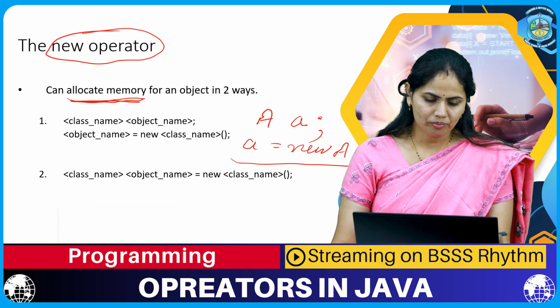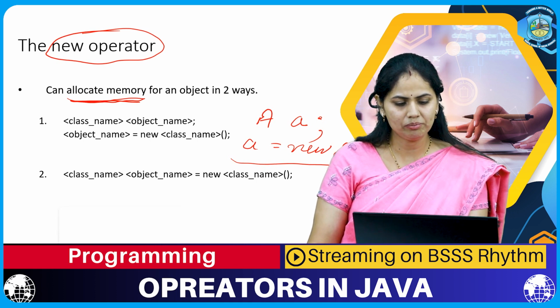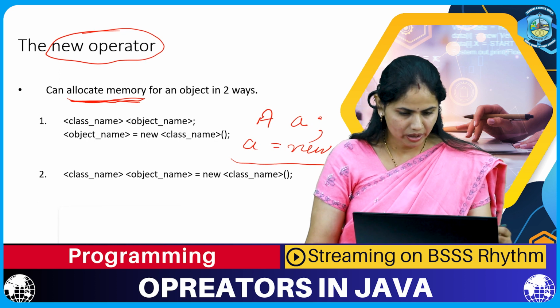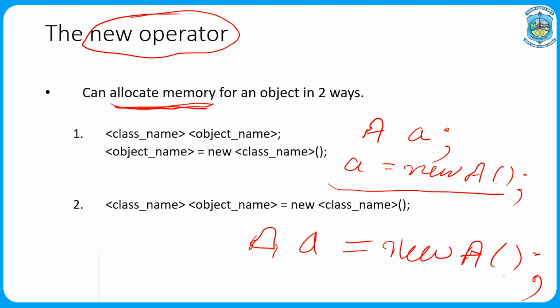Another way of creating an object by using the new operator is a single line statement where we simply write down the class name. So, here the class name is A, space, object name small a is equal to new class name, again capital A, parentheses and semicolon. So, this is the easiest way of creating an object in Java. These are the two ways by which you can create an object in Java.